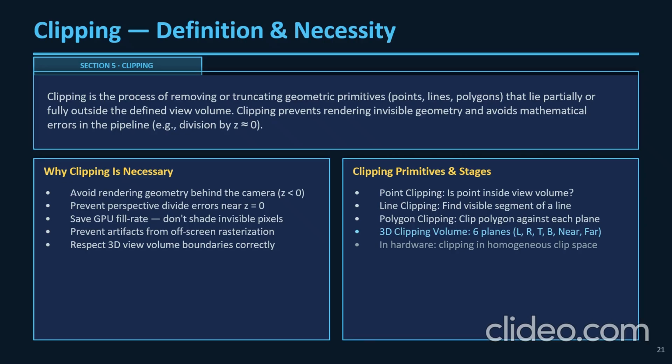Now let's discuss clipping. Clipping is the process of removing parts of the object that lie outside the viewing volume. It prevents invisible geometry from being rendered and avoids mathematical errors during projection. It also improves graphics performance by reducing the number of objects processed by the GPU. Different clipping algorithms are used depending on whether we are clipping points, lines, or polygons.